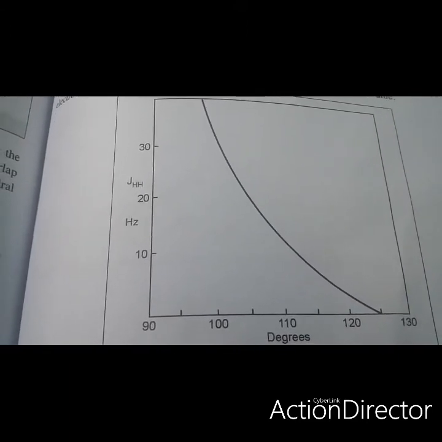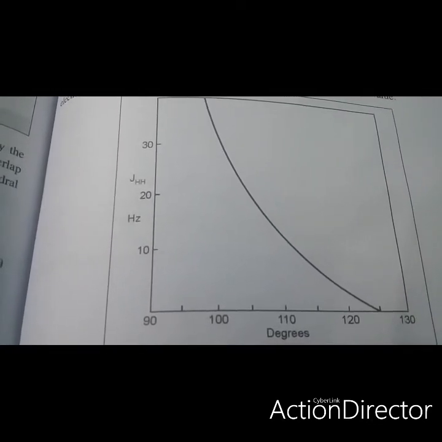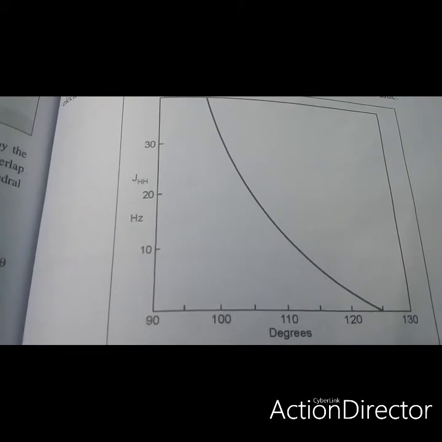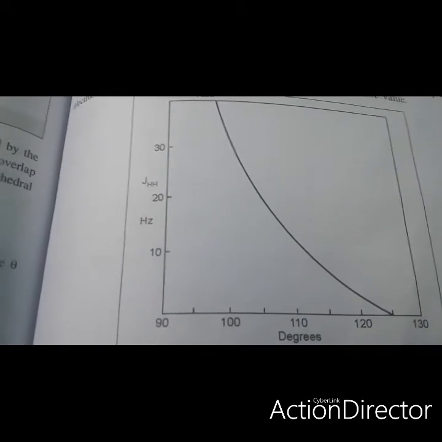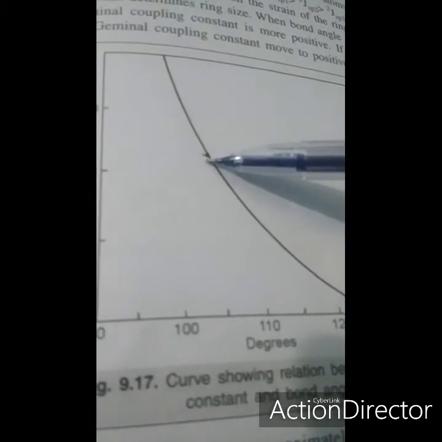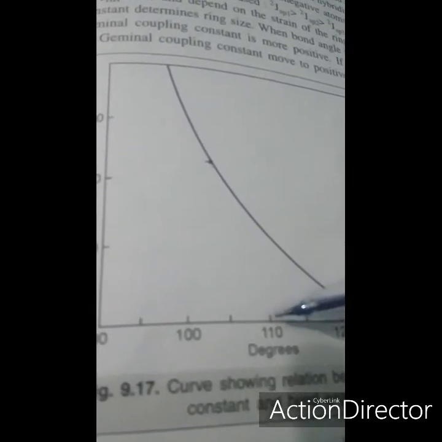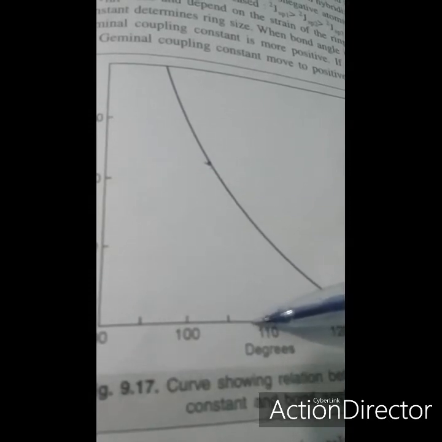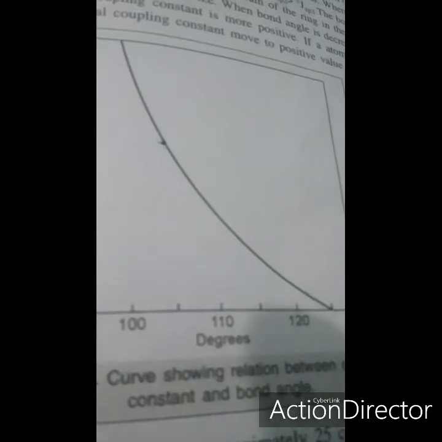So when the bond angle is decreased, the ring size decreases. So the geminal coupling constant will be more positive. When the bond angle is 105, J is approximately 25, and it nearly becomes 12 when the bond angle increases to 109, and when it reaches the value 125 we observe positive values for the coupling constants.